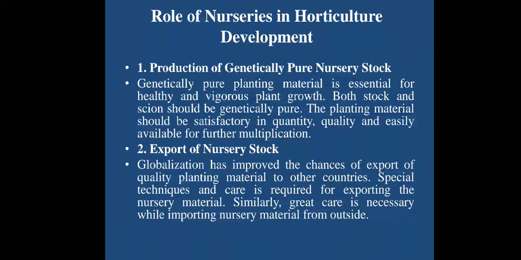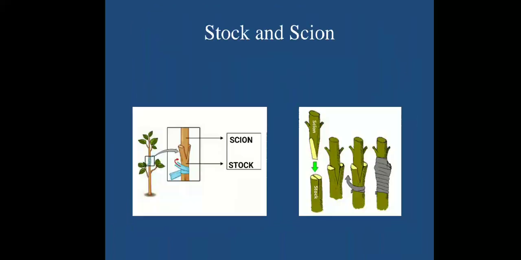Second point, export of nursery stock. Globalization has improved the chances of export of quality planting material to other countries. Special techniques and care are required for exporting the nursery material. Similarly, great care is necessary while importing nursery material from outside. So this is stock and Scion. Stock and Scion are very important tools in vegetative propagation.